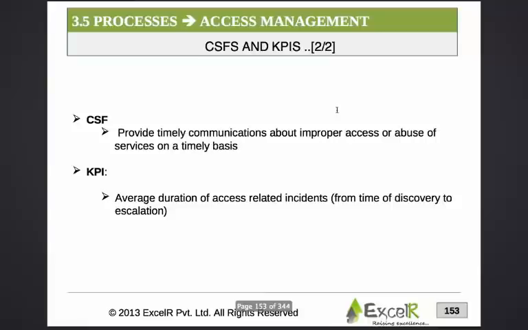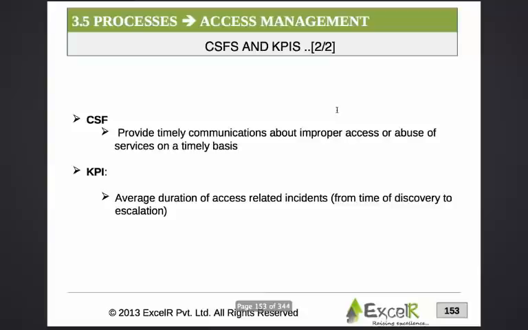And timely provision of access is very important. If you are given access to a movie after completion, there is no fun. Before the movie starts, you should be given the access. Timely basis means how many have you resolved within the SLA, within the OLA?